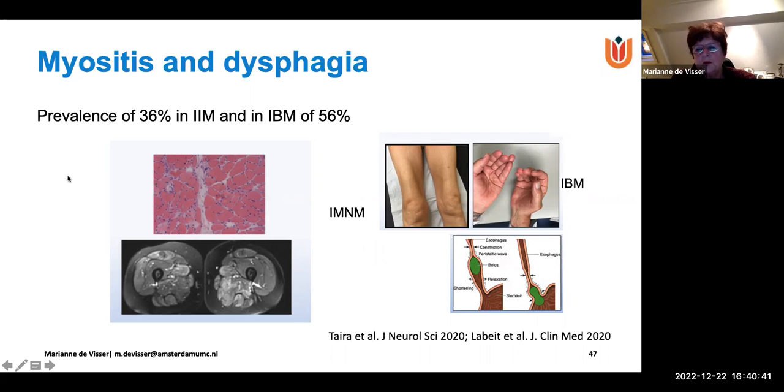But it can also be found in patients with other idiopathic inflammatory myopathies, like, for instance, immune-mediated necrotizing myopathy, which usually is a severe form of myositis. And here is the muscle biopsy showing necrotic muscle fibers, but no cell infiltrates.